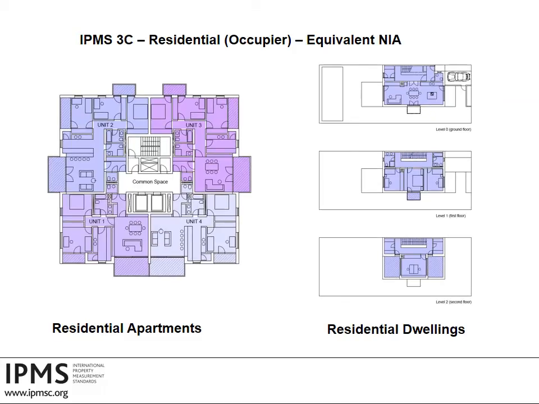The final variation is called IPMS 3C Residential, and it's the area in exclusive occupation excluding the floor area occupied by full height internal walls and columns measured to the internal dominant face and the finished surface of all full height internal perimeters.